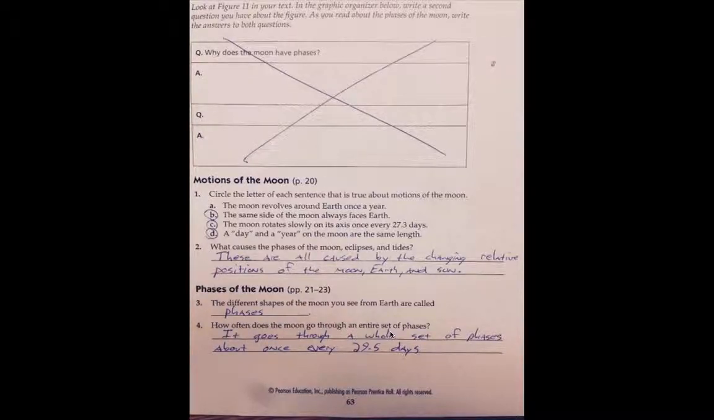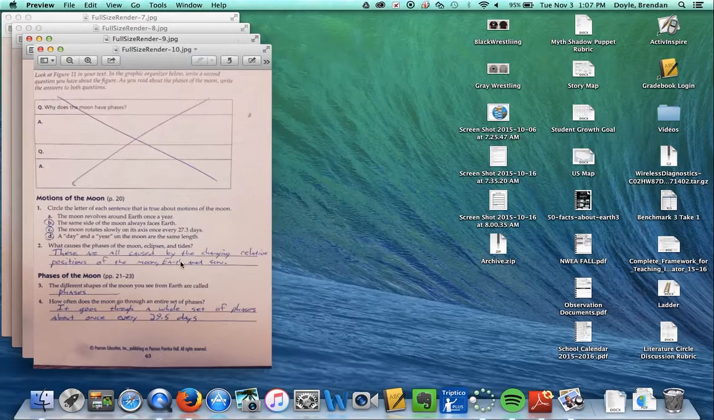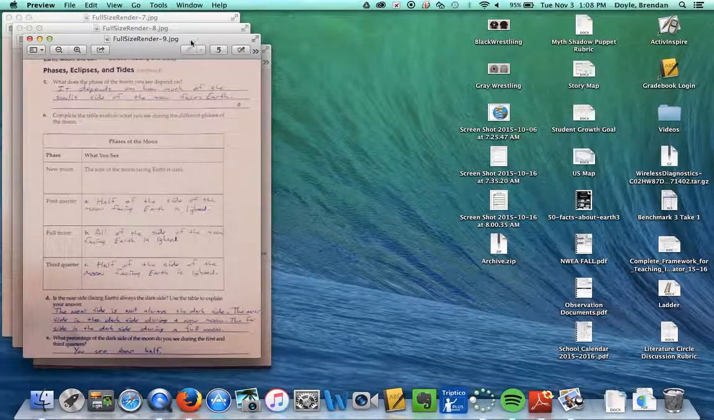How often does the moon go through an entire set of phases? It goes through the whole set of phases about once every 29.5 days. So it's about a month for the moon to go through its cycle. And that's where the term month comes from. It kind of sounds like moon, doesn't it? All right, let's get to the next one.